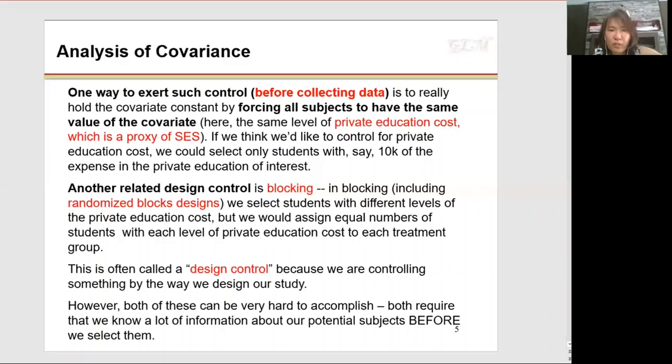This is often called design control. So you design this before you collect the data, because we are controlling something by the way we design our study. However, both of these can be very hard to accomplish. Both require that we know a lot of information about our potential subjects before we select them.